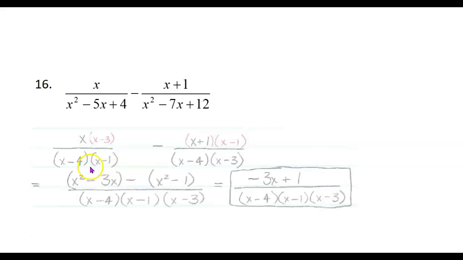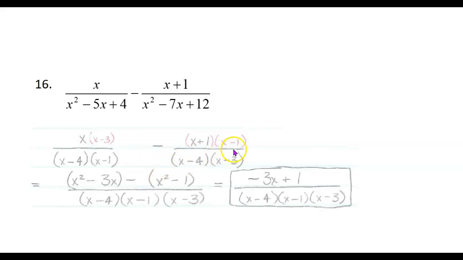If we want them to be the same and have all the same factors as each other, the first one's missing the x minus 3, so I multiply by x minus 3 on top and on the bottom of the first fraction, which turns it into x squared minus 3x over x minus 4 times x minus 1 times x minus 3.